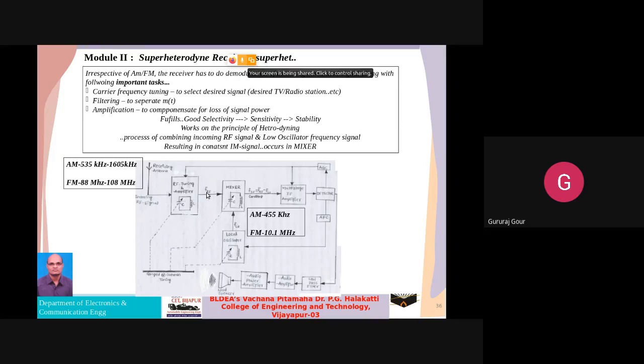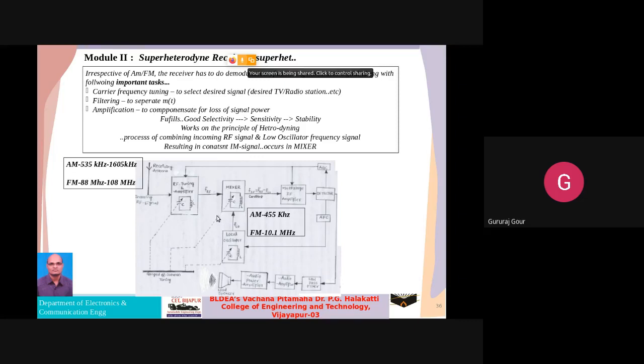So superheterodyne receiver means what we are doing: we are trying to mix the RF signal and a locally generated oscillation signal to generate an intermediate frequency signal. That is the only main job of the mixer. Listen here, all of you, carefully. The main heart of the superheterodyne receiver is this mixer.